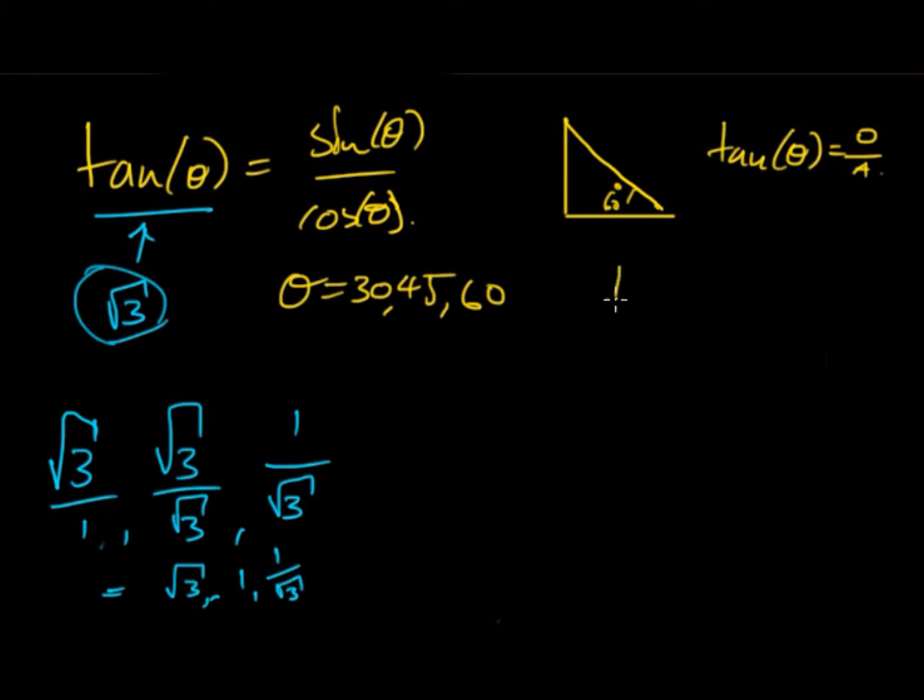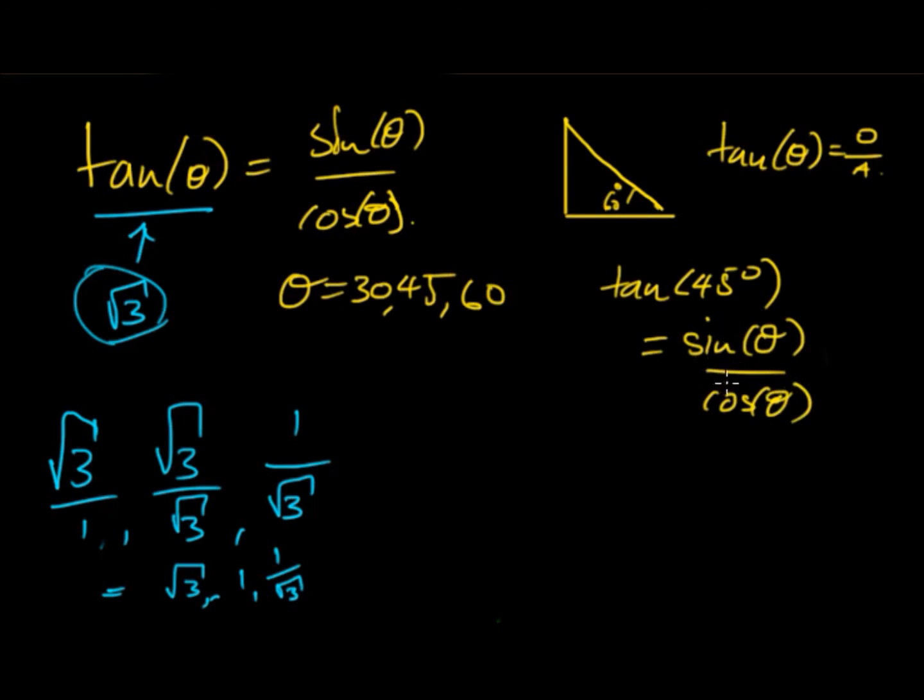So firstly, looking at tan 45 degrees. Well, tan 45 degrees is equal to sine theta on cos theta. And we know that sine 45 and cos 45 are equal. So any value over itself is just 1, because you're dividing by the same amount. And because of this, tan 45 degrees is equal to 1. So that's the first value here. So tan 45 degrees is equal to 1.